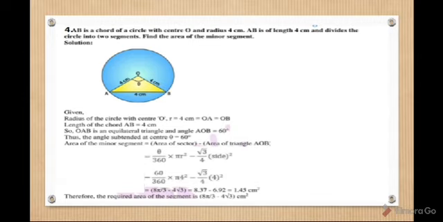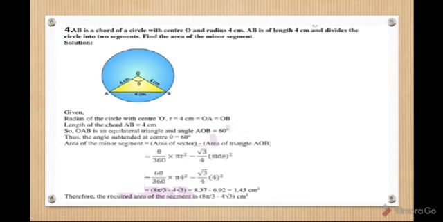Now question number 4. AB is a chord of a circle with center O and radius 4 centimeter. That means OA is equal to OB is equal to 4 centimeter. AB is a length 4 centimeter and it divides the circle into 2 segments. That means AB is a chord which is 4 centimeter in length and it is dividing the circle in 2 segments. This is AB. Okay.